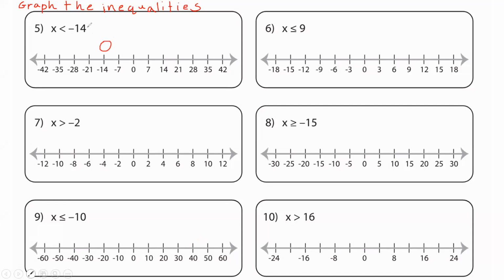When we say less than, what do we mean? It's gonna be to the left or to the right? To the left, very good. Oh, this is not right. Let me erase this. To the left, I'm using an arrow instead of a line. So the numbers that are less than negative 14 are going to be negative 21, negative 28, negative 35, and negative 42, and so on. Okay.